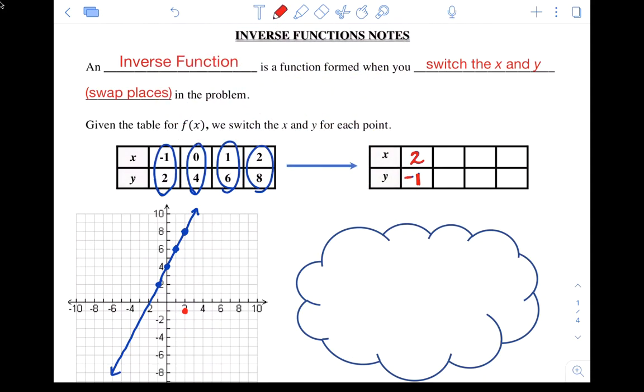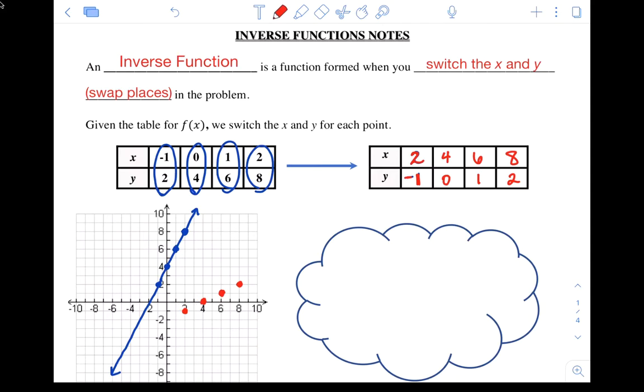Now, its inverse, the inverse of this linear function, literally switch the x and the y. So 0, 4 now becomes 4, 0. 1, 6 becomes 6, 1. And 2, 8 becomes 8, 2. These 4 points coincidentally also make a line. Their slope is different though. Their slope is rise 1, run 2, so a slope of 1/2.